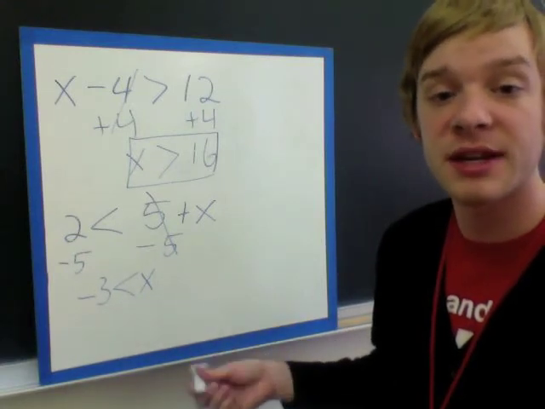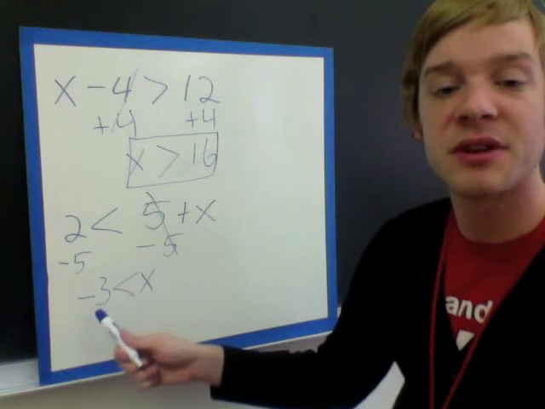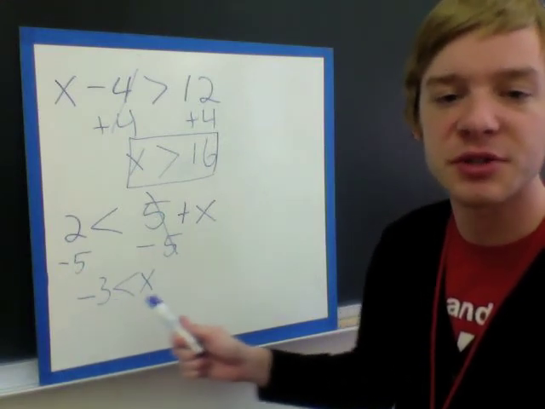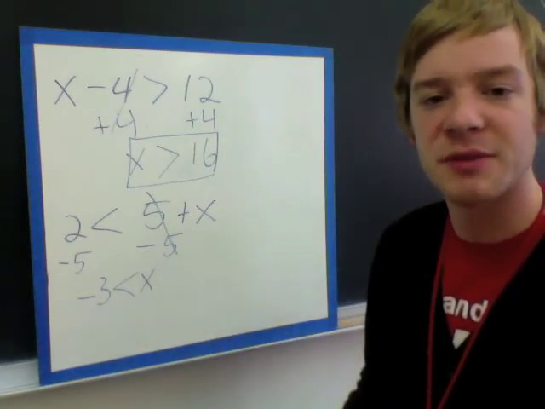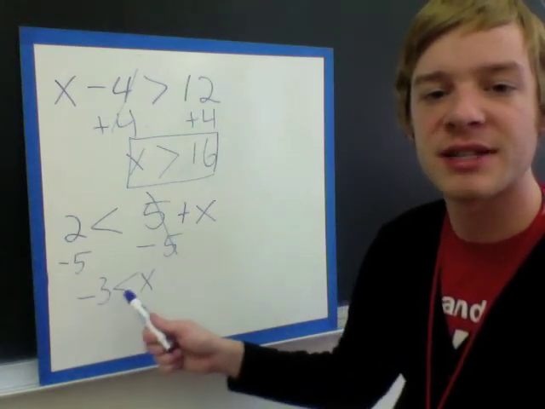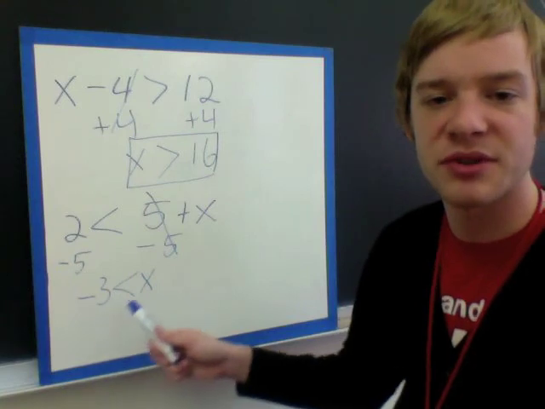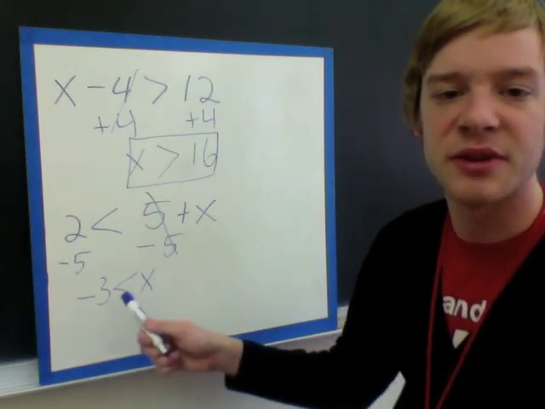Or another way of saying it is x is bigger than negative 3. You can read it both directions, but if you read it one direction, you've got to change what your sign means. So if I say negative 3 is less than x, if I read it backwards, I would just have to say x is greater than negative 3.